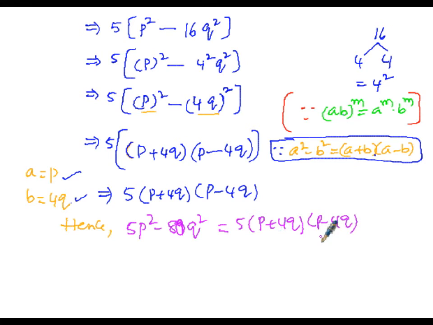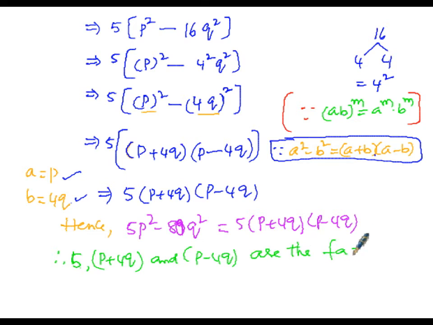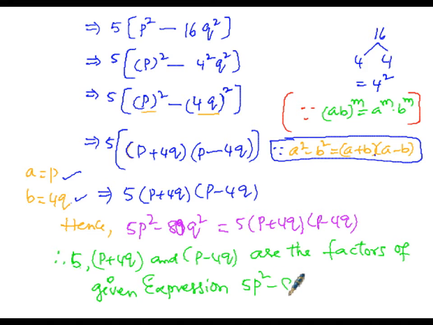So here these are the three factors of the given expression, that is 5p square minus 80q square, by utilizing the method number 3, that is difference of two squares. Therefore 5 is one factor, p plus 4q is the second factor, and p minus 4q, these three are the factors of the given expression, that is 5p square minus 80q square.